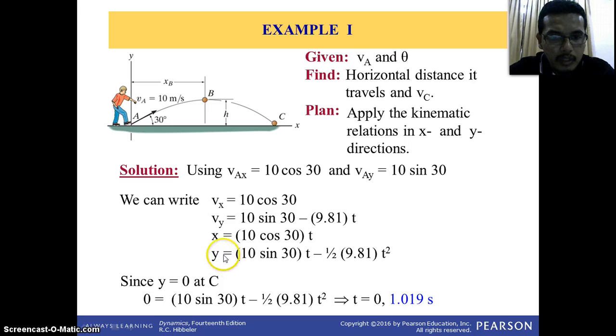So we have the equation y is equal to 10 sin 30 t minus half 9.81 t square. At position C, y equals 0, so we substitute 0 into this equation. So we have 10 sin 30 t minus half 9.81 t square equal to 0, with only one unknown, so we can solve the equation. Using your scientific calculator, you can get t either 0 or 1.019 seconds. So t equals 0 at A, and t equals 1.019 seconds at point C.